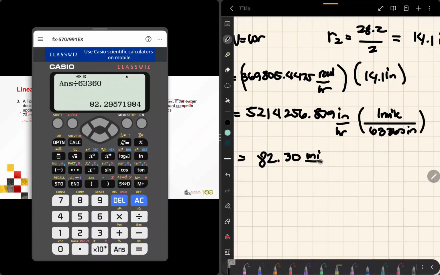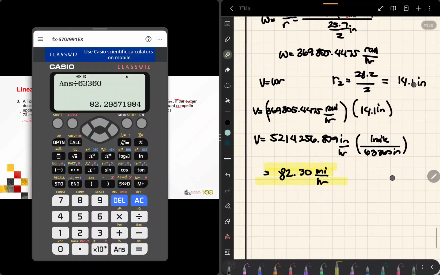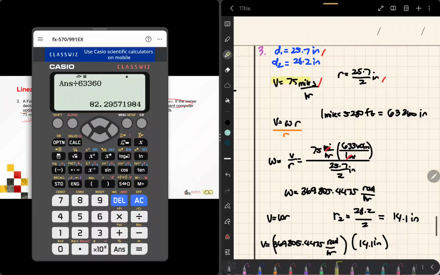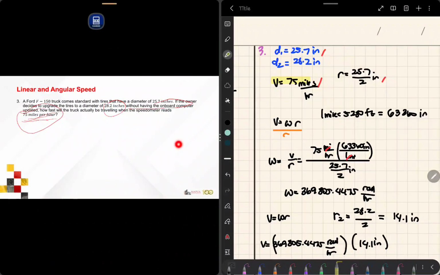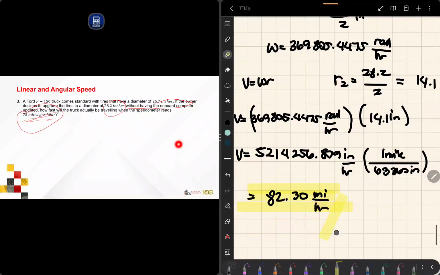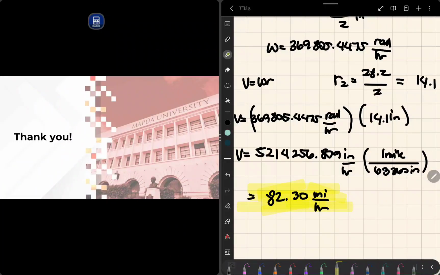So if we increase the radius or the diameter of our tire, even though the reading in our speedometer is 75 miles per hour, since it is not a standard setup, our new speed is 82.30 miles per hour. It will be faster since the radius of the tire is bigger. So therefore, that is our lesson 1.